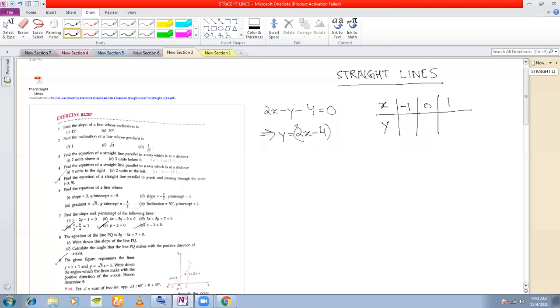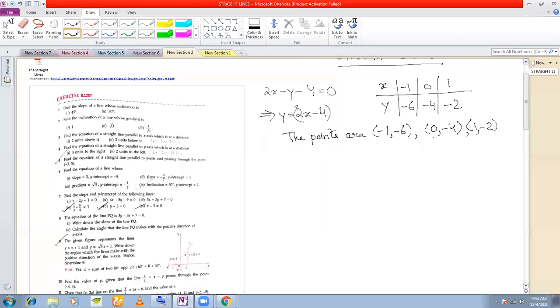depending on those values of x, if you had taken -1, then you were getting -6 as your value. If you had taken 0 as your x value, then you were getting -4. And if you were taking 1, you were getting -2 as your y value. So the coordinates that you were getting were -1, -6, 0, -4, and 1, -2. You were getting three coordinates, and then you were plotting these on the graph, and with the help of a scale, you were joining these 3 points to get a straight line.